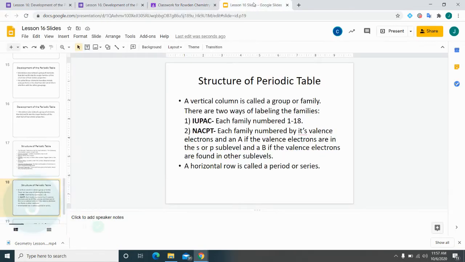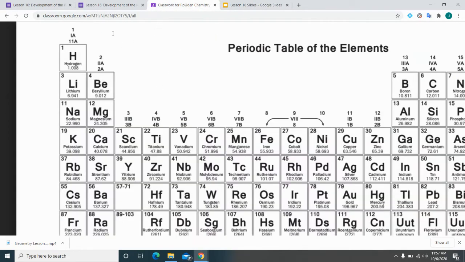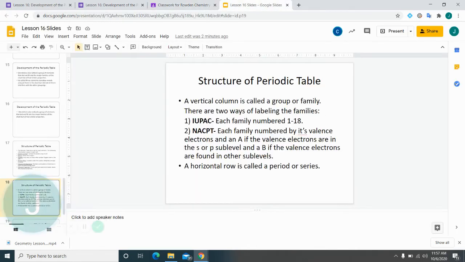So there's the IUPAC system 1 through 18, and then there's the NACPT system, which is based on valence electrons, and it has an A or a B, and it numbers differently. So you have 1A, 2A, 3A, 4A over here, 3B, 4B, 5B. You have B's over here, and you have A's over here. So B's and A's are what it uses in the NACPT system.